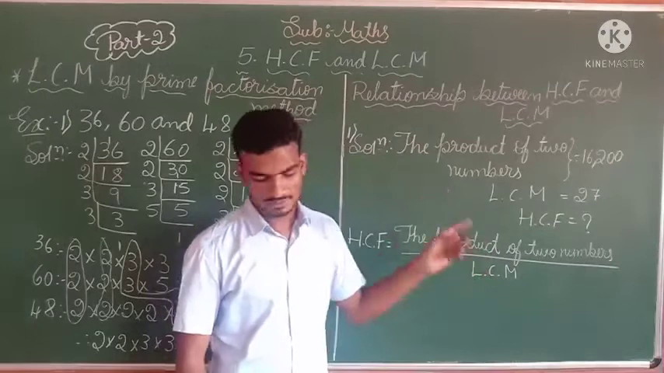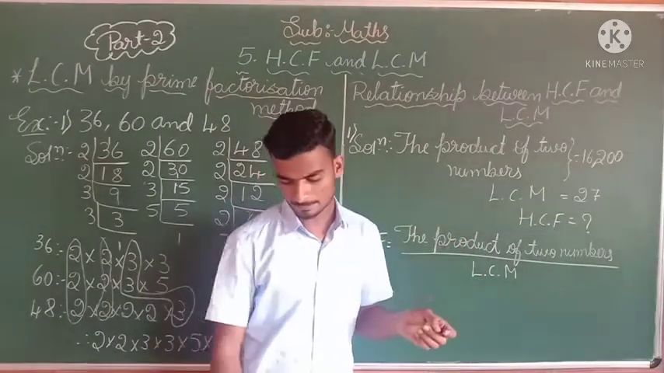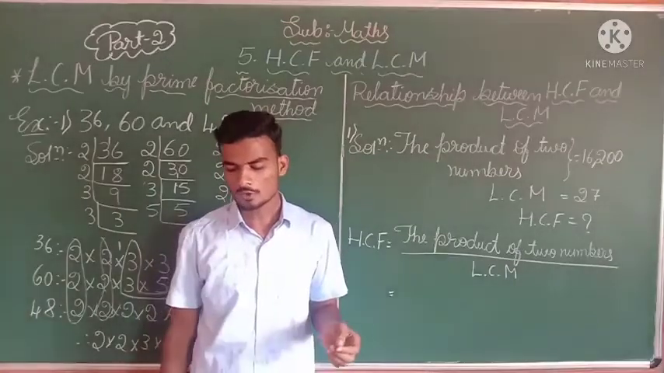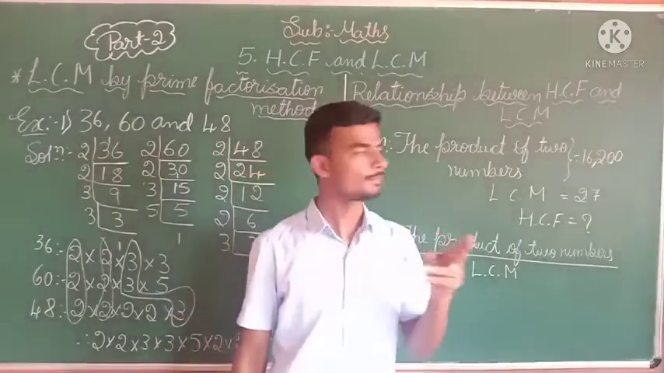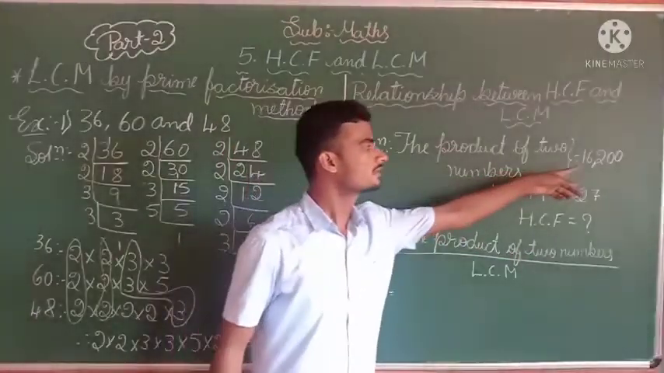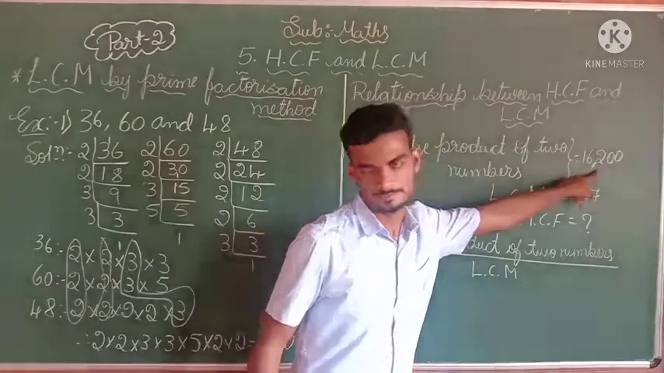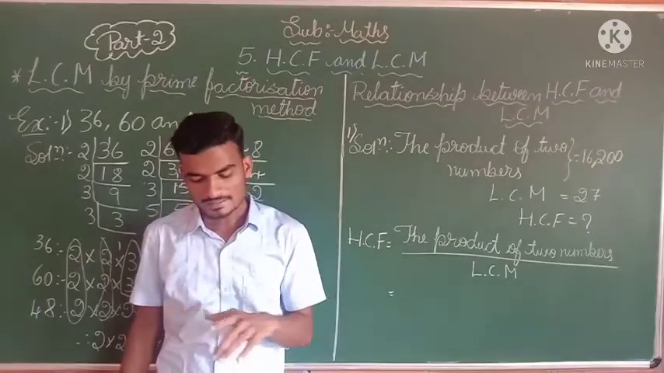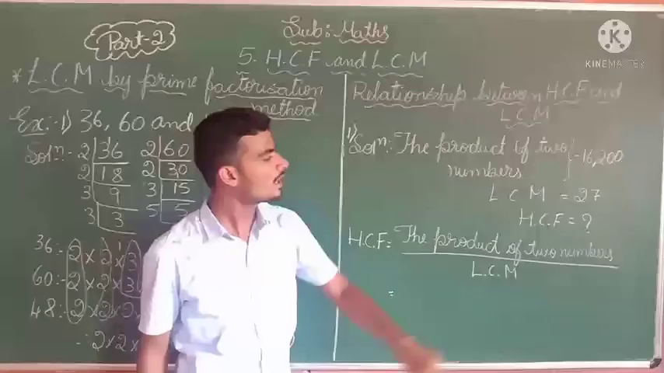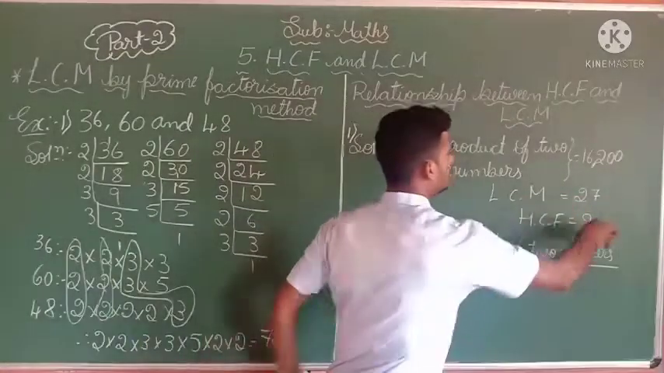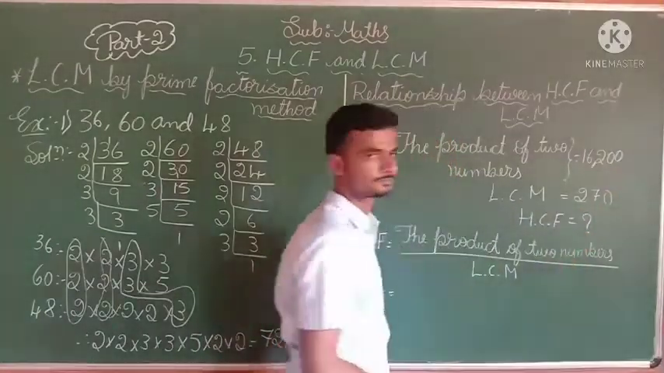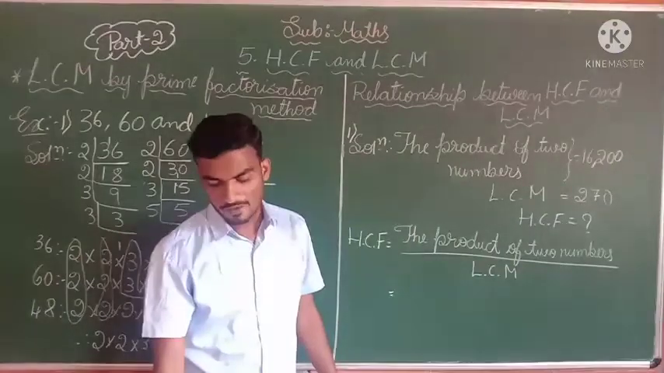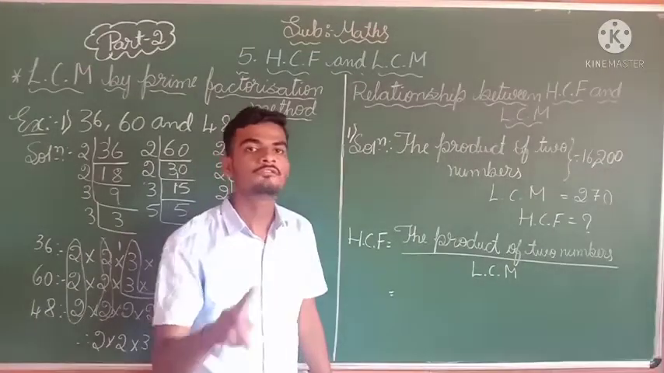Here I have taken this question from your Sum It Up, the second question. The product of two numbers is 16,200. Then the LCM they have given. If the LCM is 270, I have written LCM is equal to 270. Then find the HCF. They have asked to find the HCF.